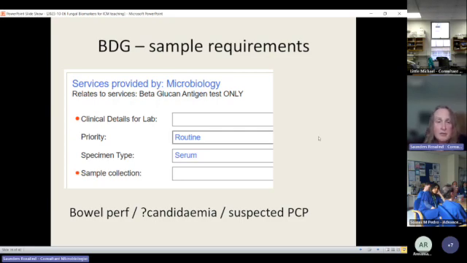And the reason we have to have that in place is because it can be anywhere in the whole trust that orders these, and sometimes people get confused and order the wrong tests, and we only have limited capacity in terms of the kits and the staffing to be able to do the tests that are really needed. They are not cheap tests to do.